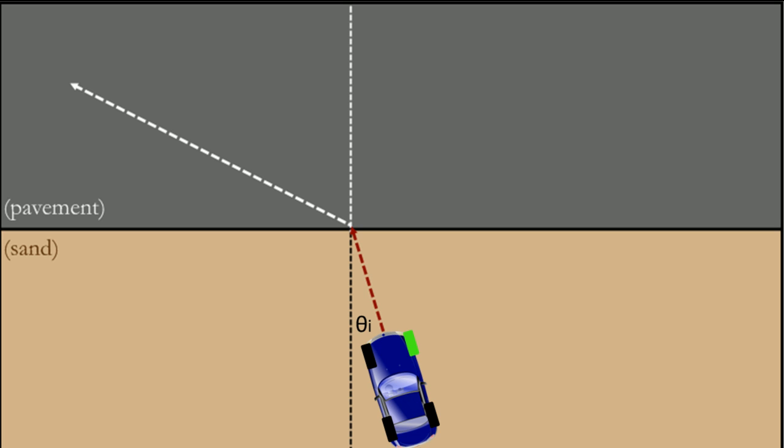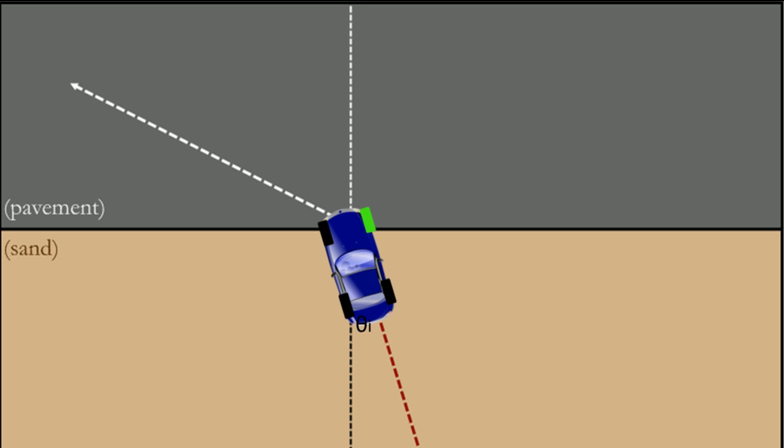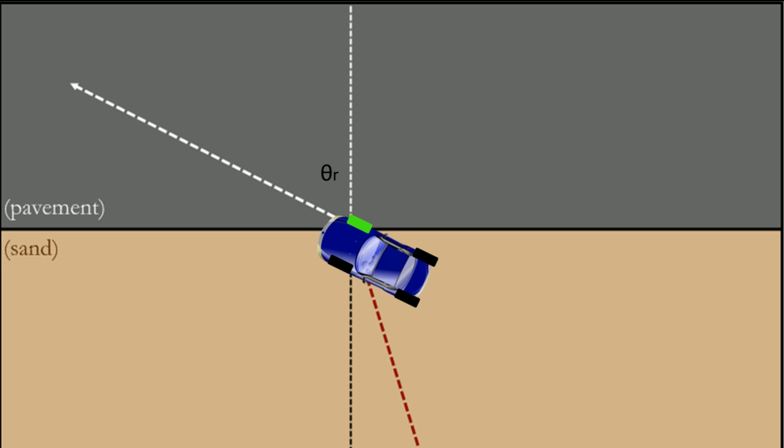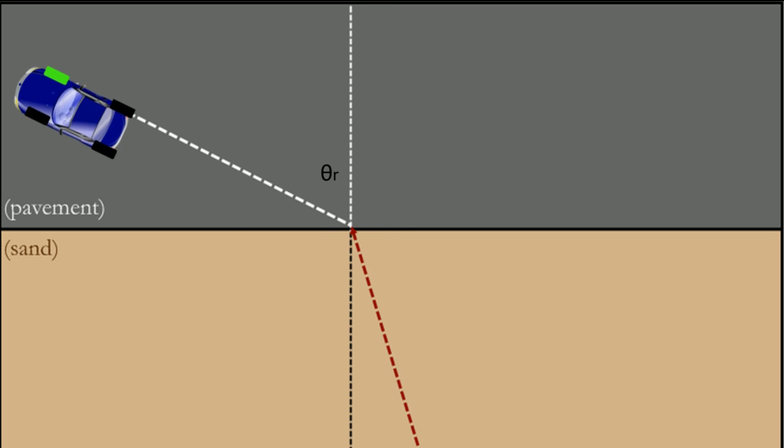Now we're driving through the sand in our car at a certain angle of incidence when we hit the pavement. The green tire touches the pavement first and gains traction. This added traction on the front right tire turns the car away from the normal. After a while, both front tires reach the pavement, and the car continues along in a straight line.